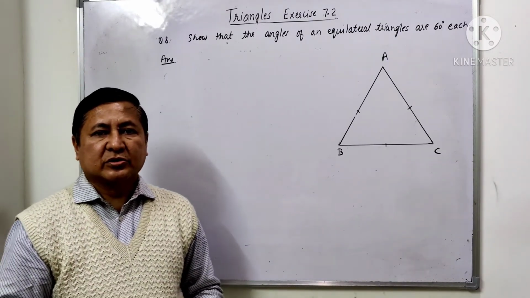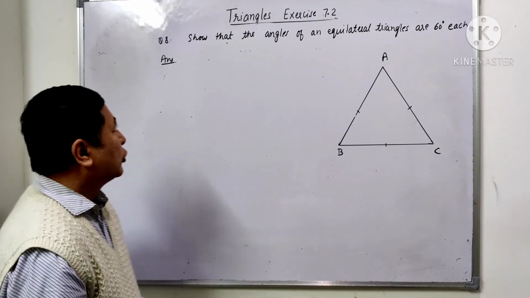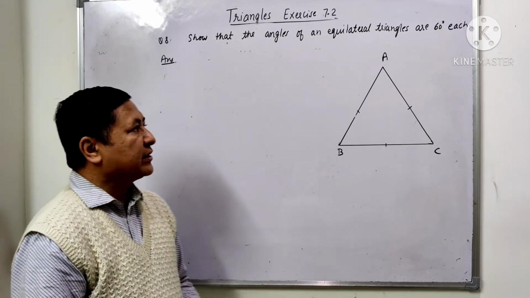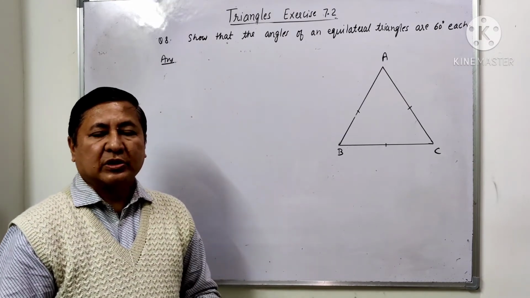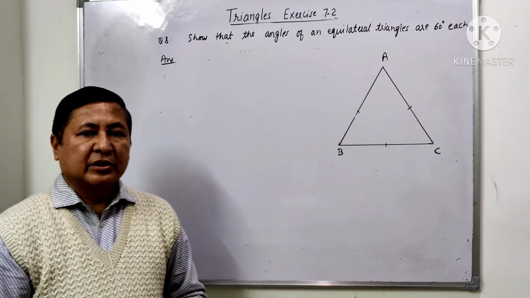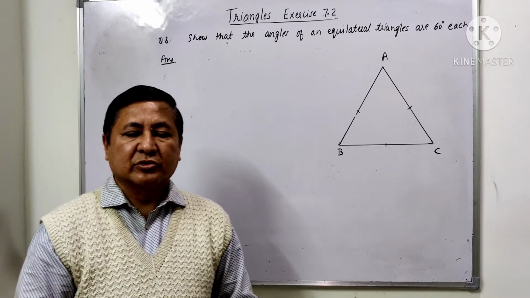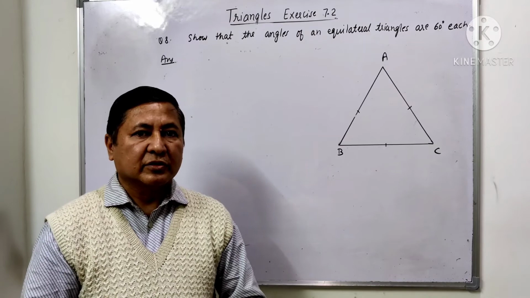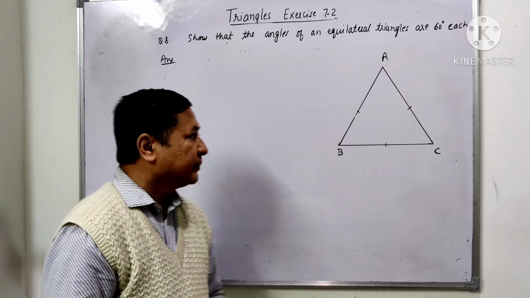Now let us solve the last question of exercise 7.2. Show that the angles of an equilateral triangle are 60 degrees each. In lower classes you might have studied that in an equilateral triangle all the angles are equal to 60 degrees each. So now we are going to prove how it is 60 degrees.